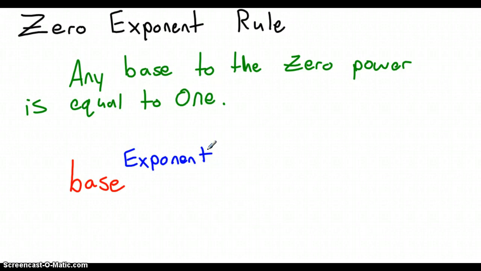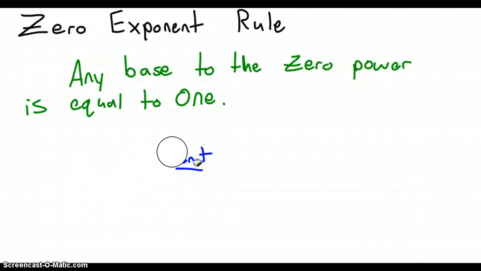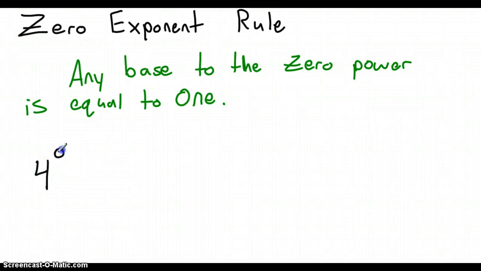Alright, so anytime we have a base, it can be a number, it can be a variable, and it's to the exponent, and when that exponent is a 0, we're always going to be equal to 1. So I'll show us some examples of that and see what it looks like. Say, for example, I just have a number. So I have 4 to the 0 power. We have a base to the 0 power, so it is always equal to 1.